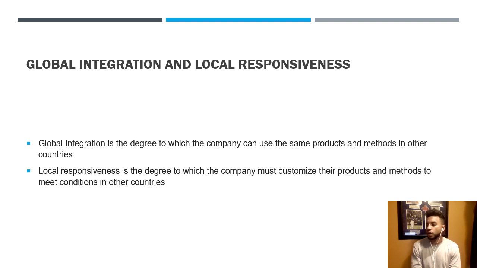Local responsiveness is if Amazon wanted to open up in, for example, Japan. Japan has a culture that's very different from North America. So they would have to make sure they have things in place that meet the culture in Japan. That's basically what local responsiveness covers.